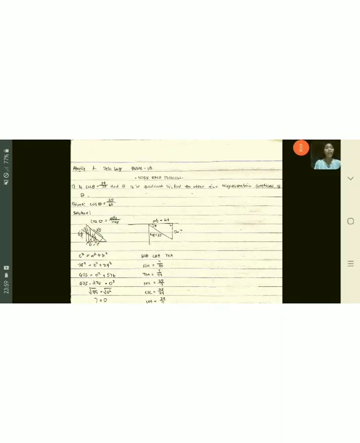So today I'm going to discuss my solution about the given problem or given equation. So the number one is, if cosine theta is equals to 24 over 25 and theta is in quadrant 4, find the other 5 trigonometric functions of theta. So the given is cosine theta is equals to 24 over 25. So this is my solution.